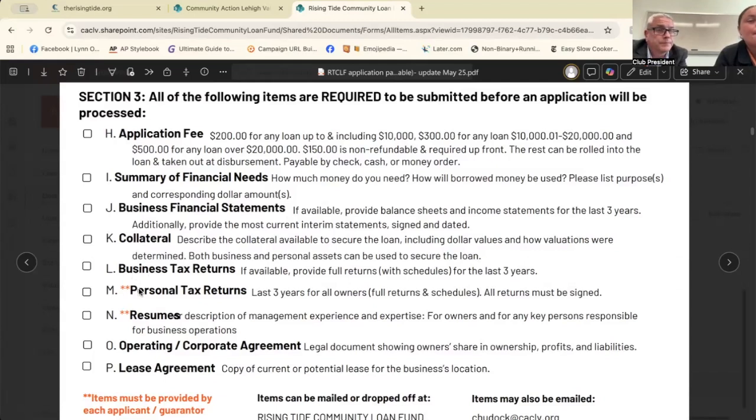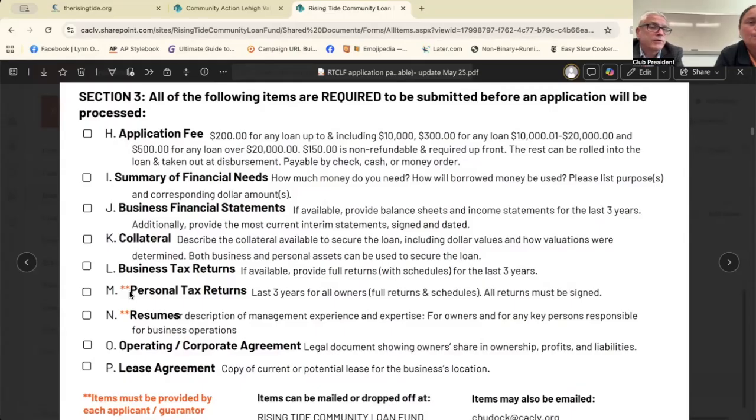Personal tax returns. So this is for everyone. We need the last 3 years. So this little star here tells you that we need it for each guarantor. So if it's you and your brother, you will need to provide 3 years of tax returns, as well as your brother has to provide 3 years of tax returns because you're both guarantors on the loan.